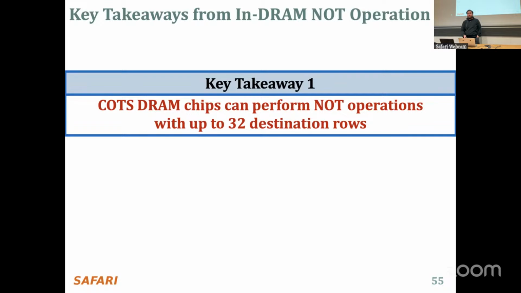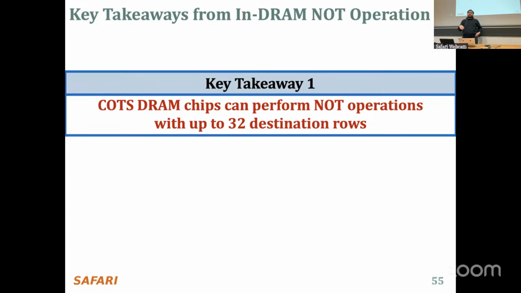Go back. No, this one's good. So inside one DRAM subarray, there's 512 rows or even more, right? And only 32 rows from these 512 are able to do this operation, or?